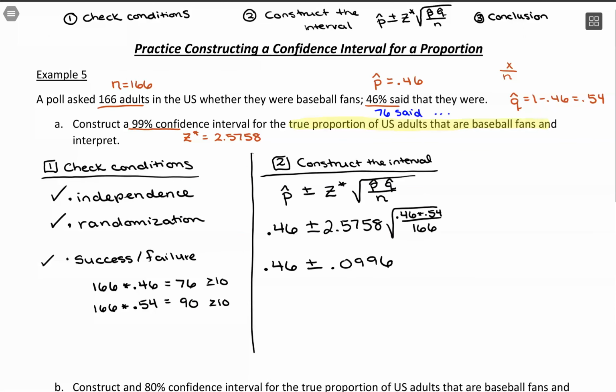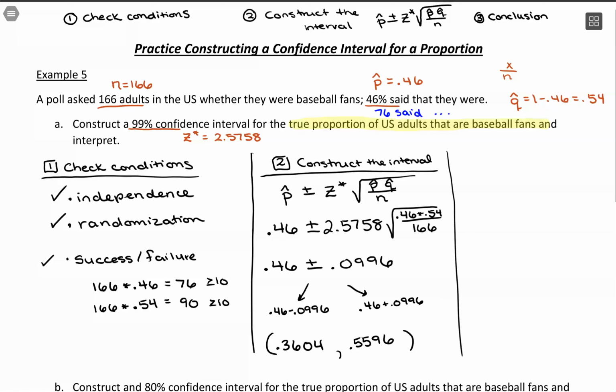And then we'll split into the two calculations because I want to find my lower bound and upper bound. So lower bound will come from the subtraction of those two numbers. So we could go back to the calculator and subtract them, which would be a 0.3604. And then for the other side, we want to add those two numbers, which would be a 0.5596. And that's constructing our interval. We end up with our lower bound and upper bound.